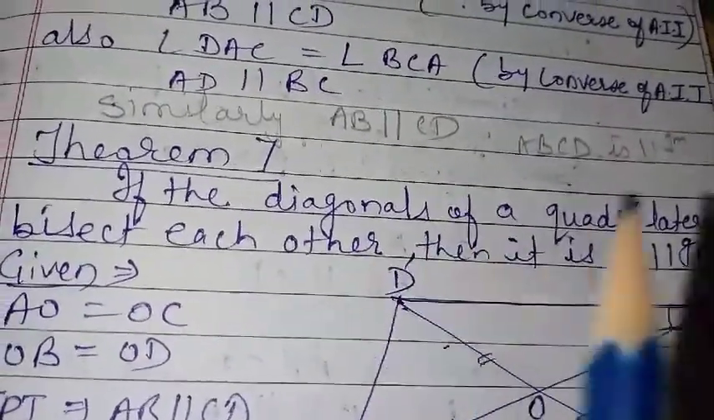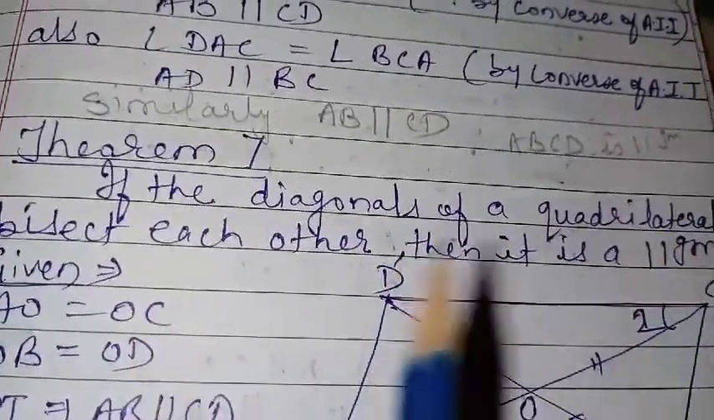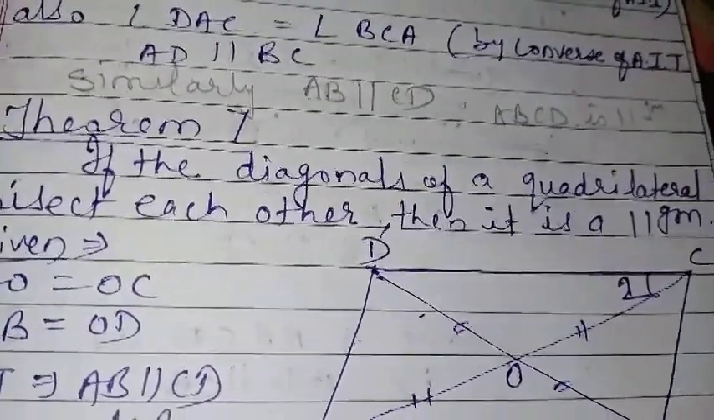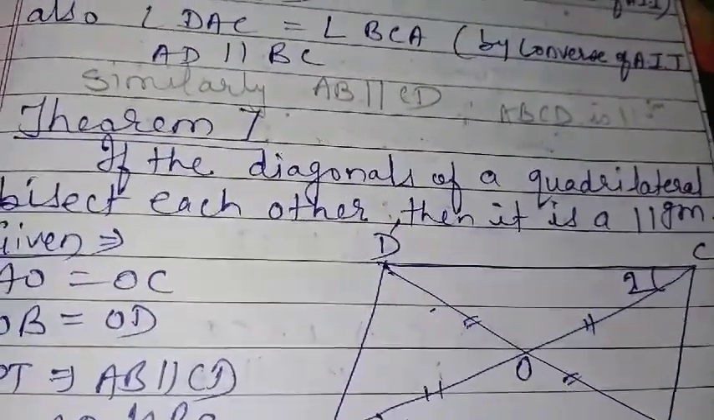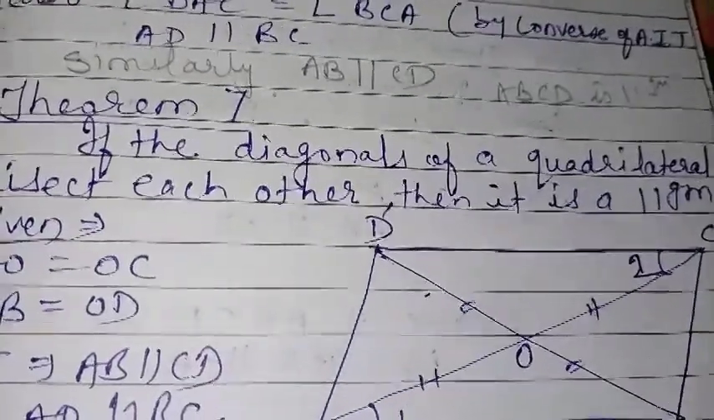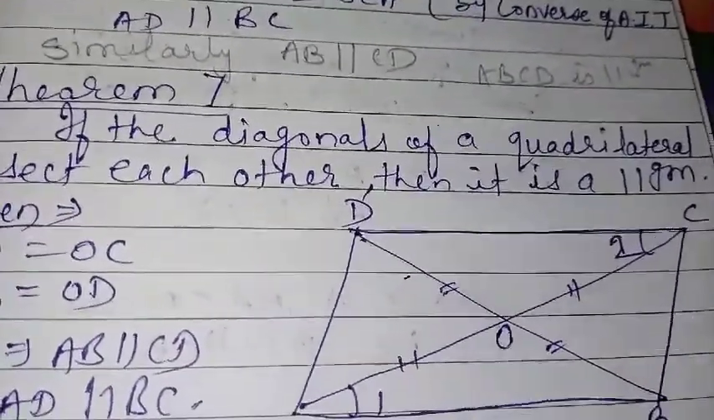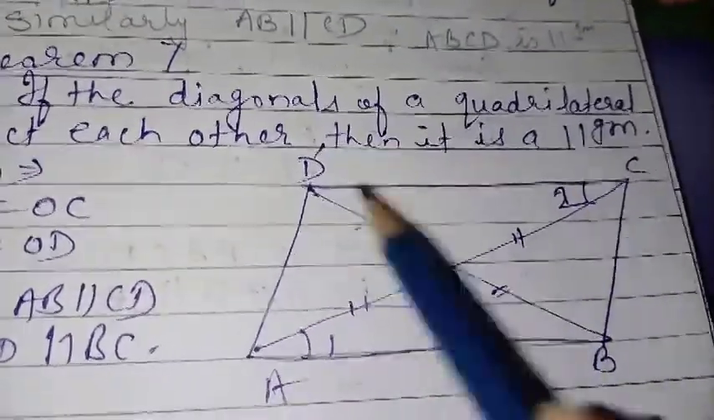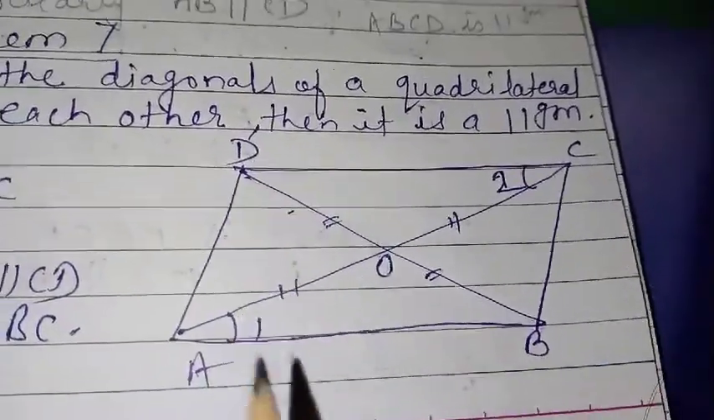In a parallelogram, opposite angles are equal. In a parallelogram, opposite sides are equal. These all are the properties, right? But this is the converse of the first four theorems we saw. The opposite is also true: if the diagonals bisect each other, then also ABCD is a parallelogram.